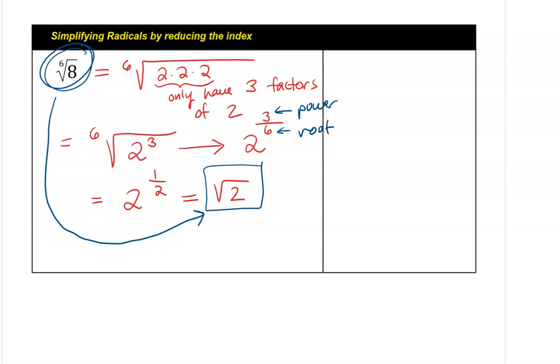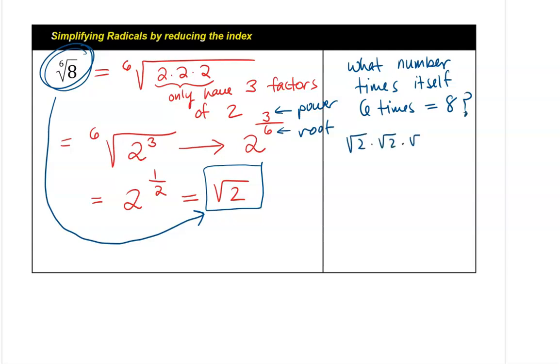Now, if you think about it, that makes sense, right? If I am trying to find what number times itself 6 times is equal to 8, well, that would be the square root of 2. Because if I did the square root of 2 times the square root of 2 times the square root of 2 times the square root of 2 times the square root of 2 times the square root of 2, right? Square root of 2, 6 times.